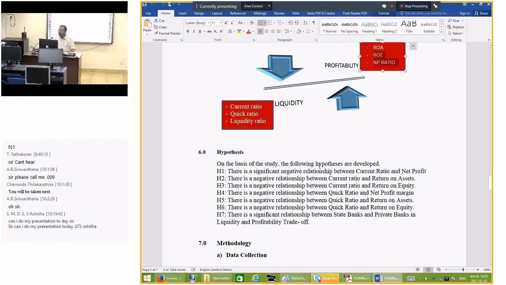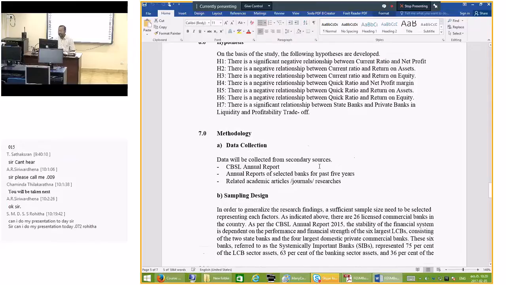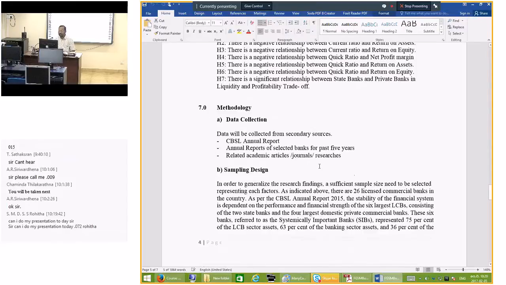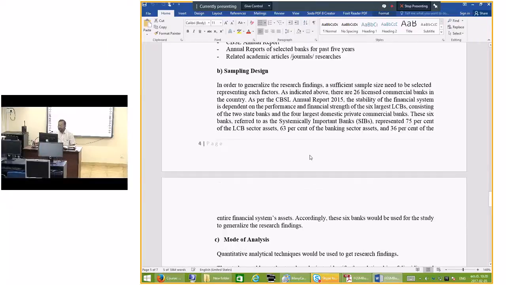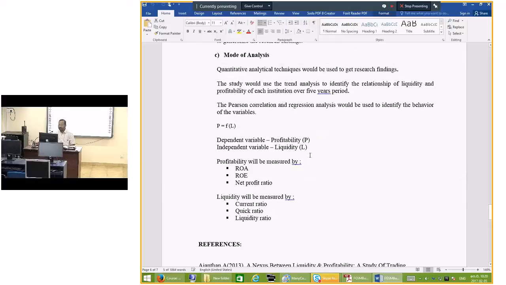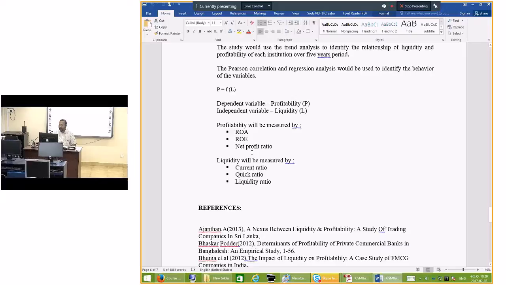Not only the correlation, not only the regression, you can do regression analysis for impact. That is the missing part of the research methodology. Data will be collected, this and that, okay. Sample is okay. Mode of analysis is the problem. Mode of analysis: profitability will be measured by ROA, ROE, net profit.